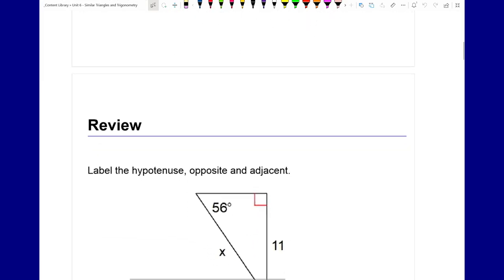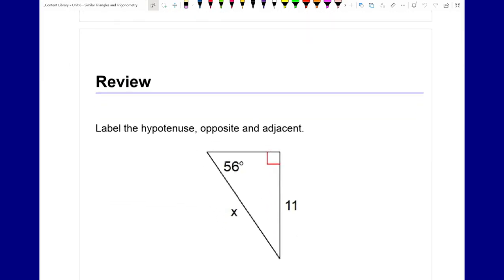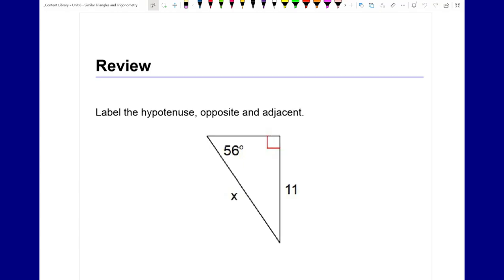So just a little bit of review. I want to label the following triangle: the hypotenuse, opposite, and adjacent. So I have my reference angle here. I have my 90-degree angle here in red, and then I have some side lengths or missing side indicated. But I don't need those sides to really help label.